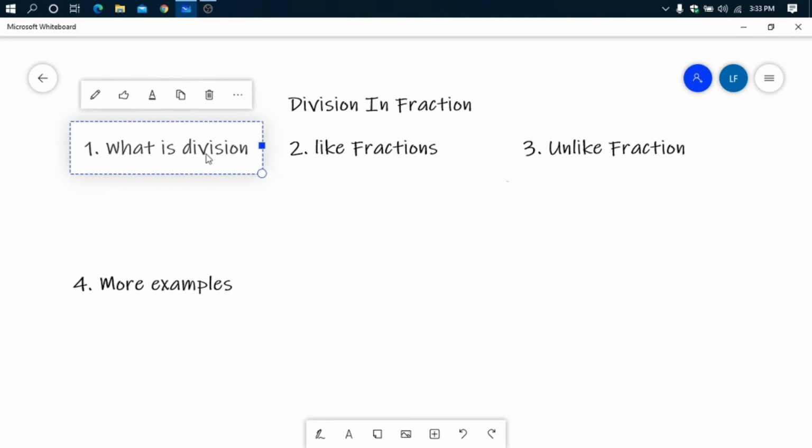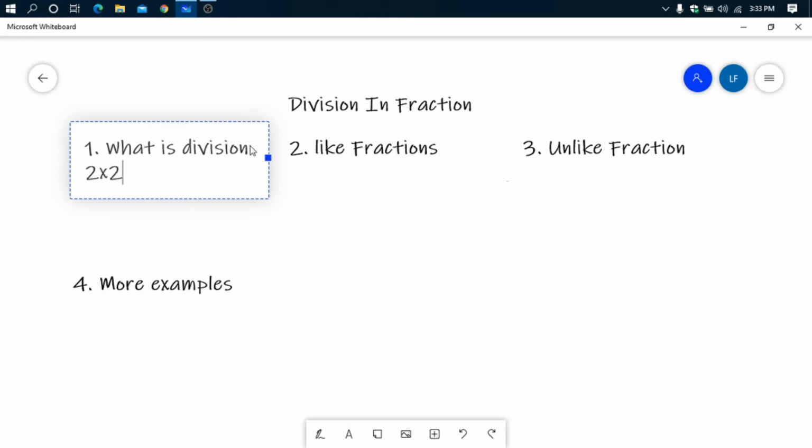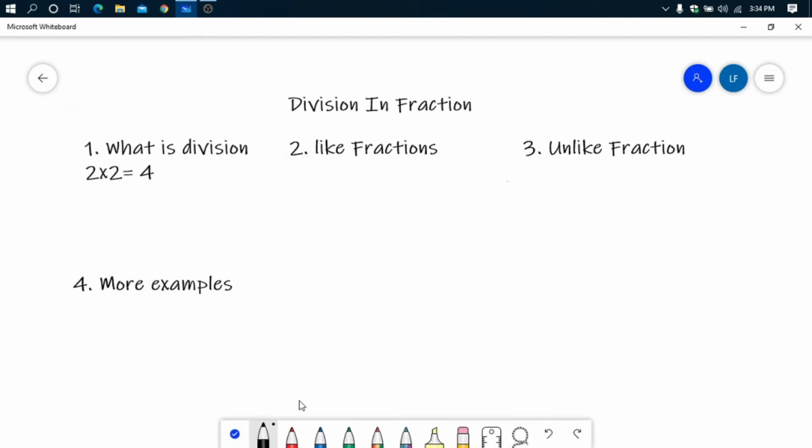Okay, so what is division? We all know division is the opposite of multiplication. We know that 2 times 2 will equal 4, right? And we also know that 4 divided by 2 will equal 2. The reason I'm not typing yet is that I want to show you the connection between division and fractions.